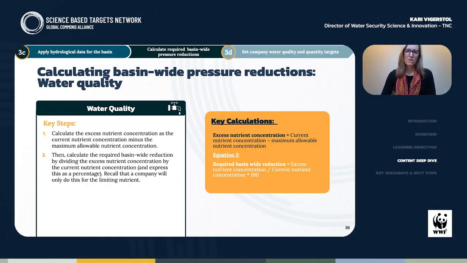For water quality targets, we first calculate the excess nutrient concentration as the current nutrient concentration minus the maximum allowable nutrient concentration. Then we calculate the required basin-wide reduction by dividing the excess nutrient concentration by the current nutrient concentration and express this as a percentage. Recall that we will only do this for the limiting nutrient.